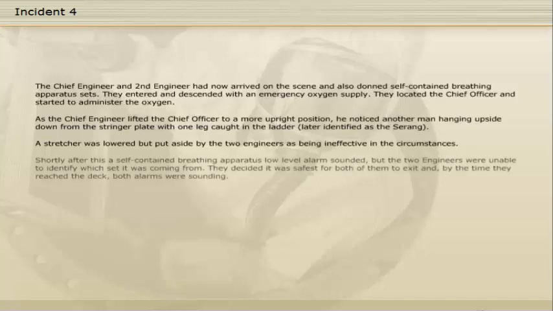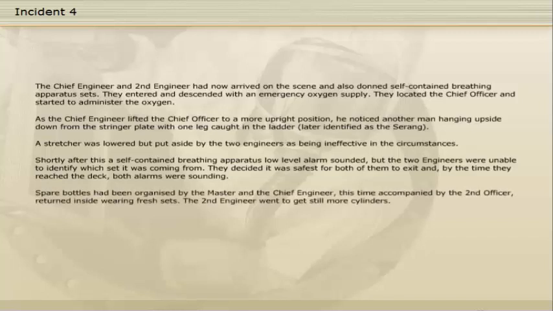Shortly after this, a self-contained breathing apparatus low-level alarm sounded, but the two engineers were unable to identify which set it was coming from. They decided it was safest for both of them to exit, and by the time they reached the deck, both alarms were sounding. Spare bottles had been organized by the master, and the chief engineer, this time accompanied by the second officer, returned inside wearing fresh sets. The second engineer went to get still more cylinders.